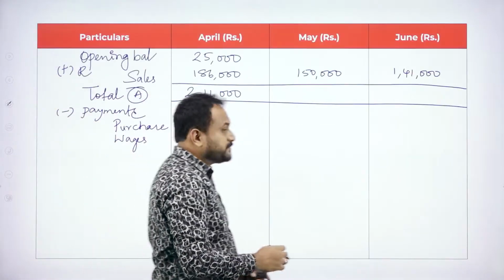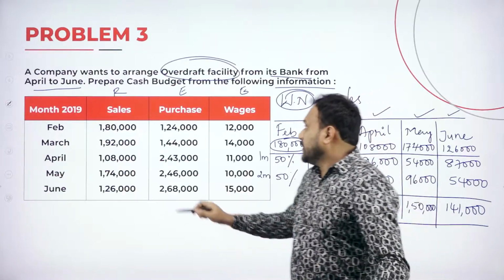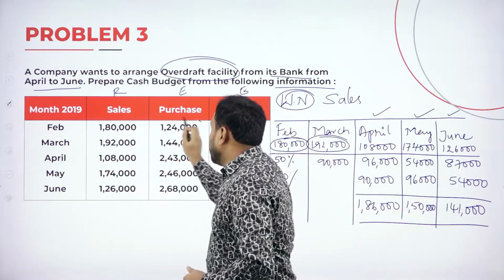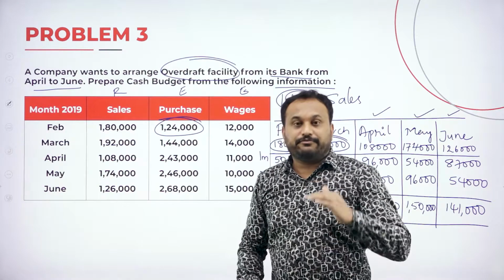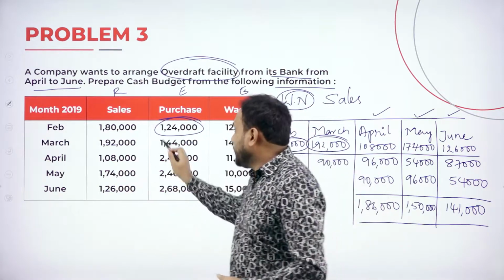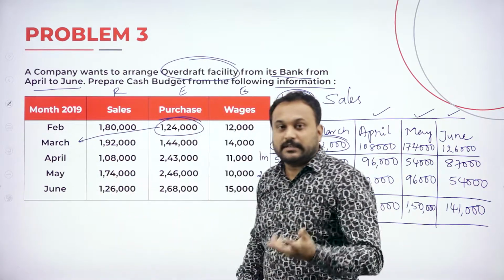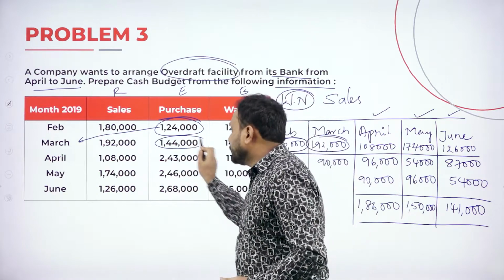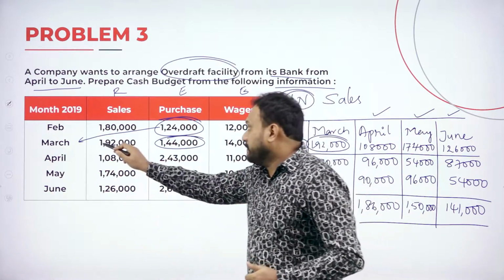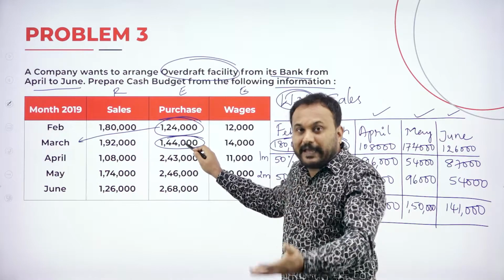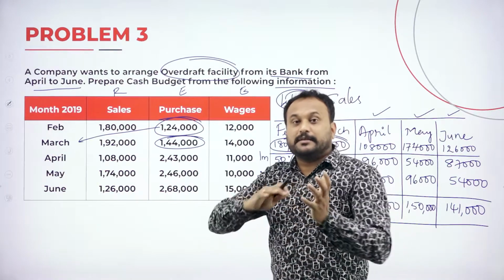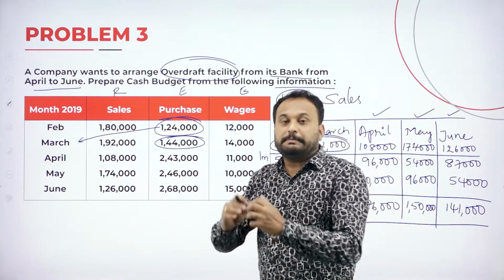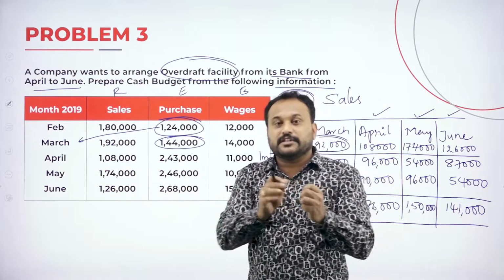Let's go with the purchase. Now, February 1,24,000 is there. When am I supposed to pay? I need to pay in the month of March. Same way, 1,44,000 is in the month of March. But when am I supposed to pay? It's not about when the purchase has happened. It is when you will pay them. Only that should be registered in the cash budget.